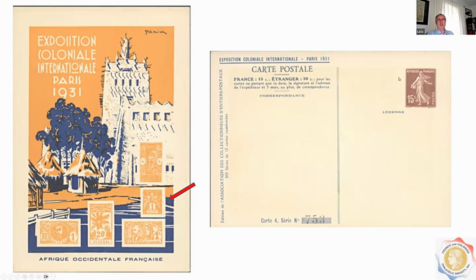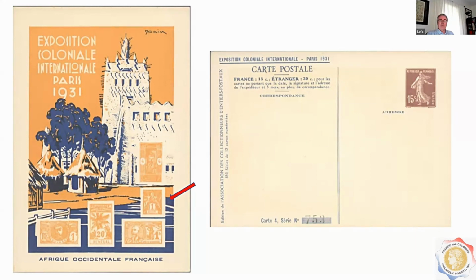So they were actually prepaid, 15 centimes, the rate at the time for France. And they were issued by the Association des collectionneurs d'entiers postaux, so the association of collectors of postal tires in Paris. So you have a nice series. So 5 of them with group type stamps. So they complement any kind of collection around group type quite nicely.